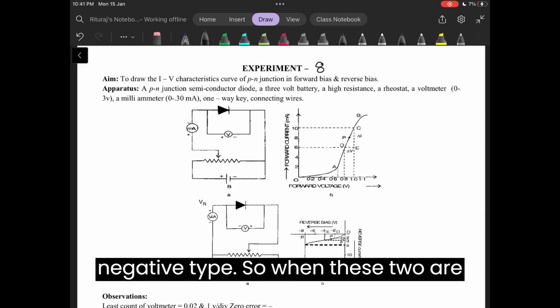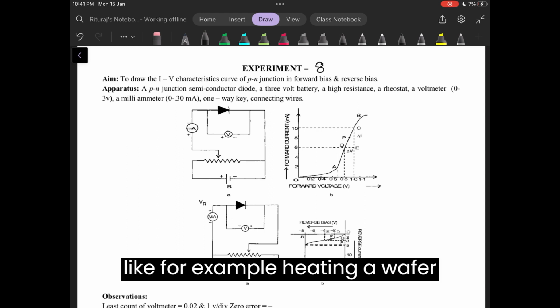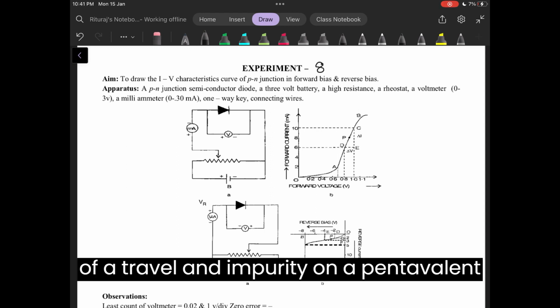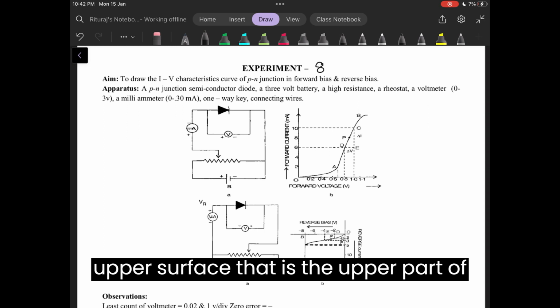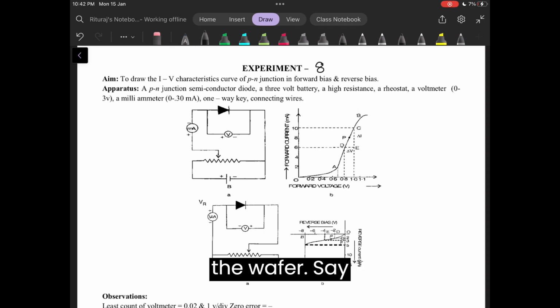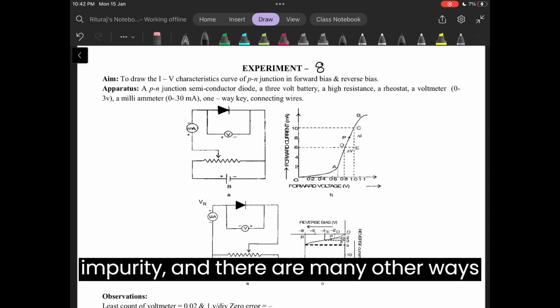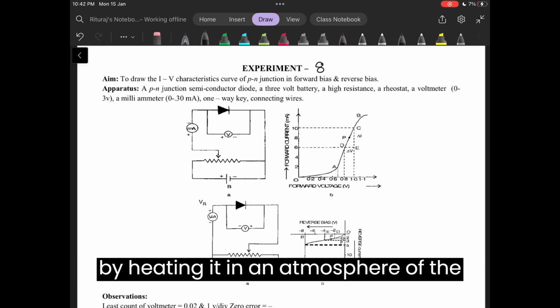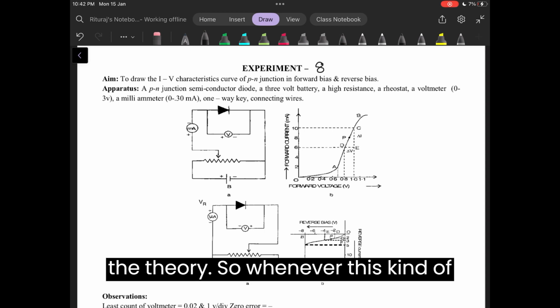So when these two are fused by certain techniques, for example heating a wafer of a trivalent impurity in a pentavalent impurity, it will make the upper part of the wafer, say, the p-type, because of the presence of a trivalent impurity. And there are many other ways, like heating it in an atmosphere of the other impurity, and there are so many methods which you have already read in the theory.